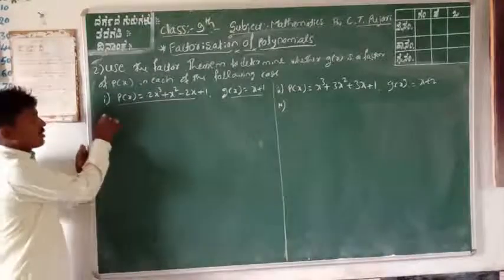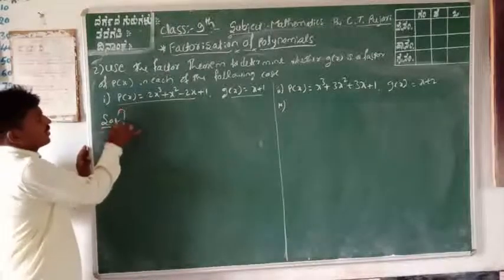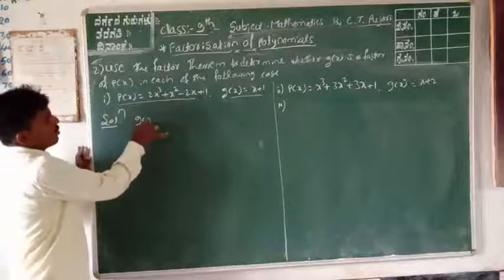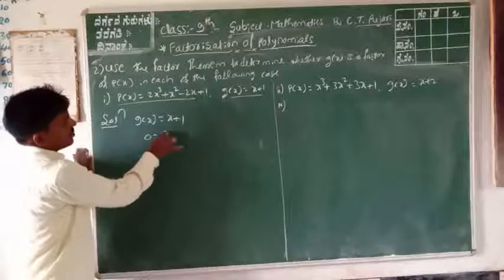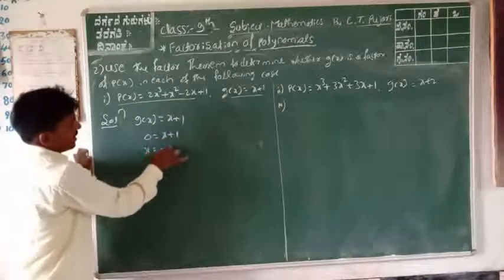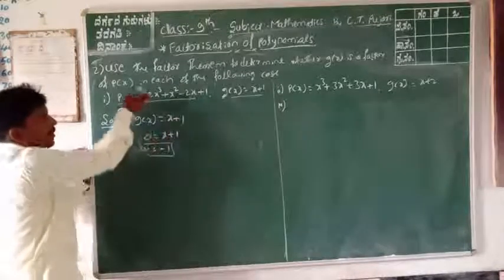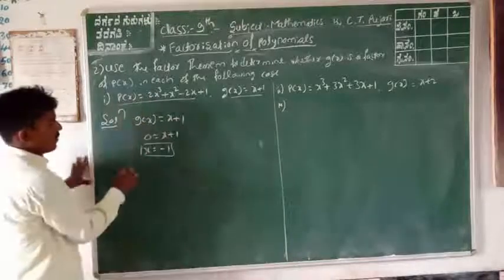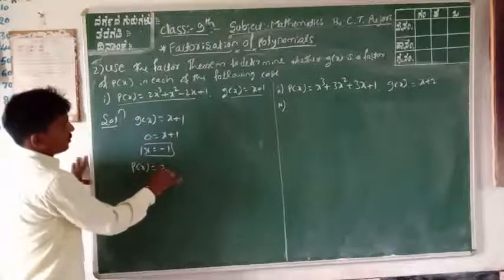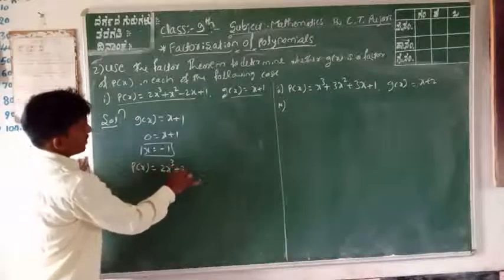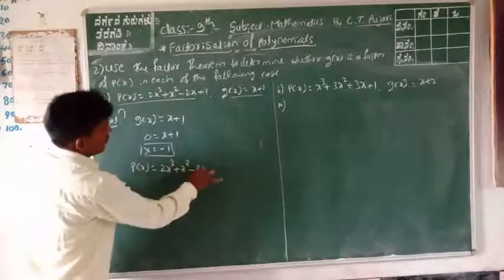Therefore, the solution is very easy, the same as in the first method. g of x is equal to x plus 1. You can consider x plus 1 equal to 0. Therefore, the x value is minus 1 again. Again, put the value in the given polynomial. Therefore, p of x equals what? p of x is equal to 2x cubed plus x squared minus 2x plus 1, right?